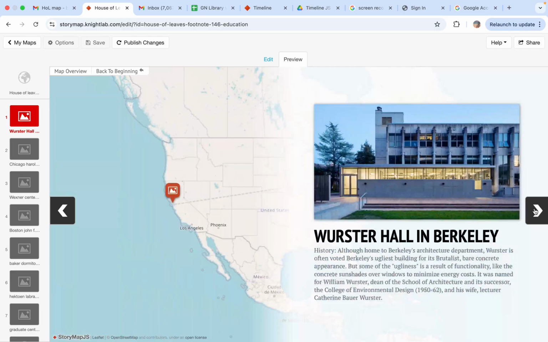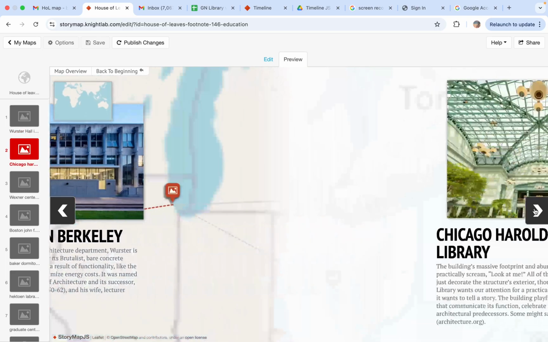What I included was I tried to find some information about the architecture from their official website. So this was from the University of Berkeley. Sometimes it didn't have information about the architecture, so I just included what their function was. So let's move on to the next one.